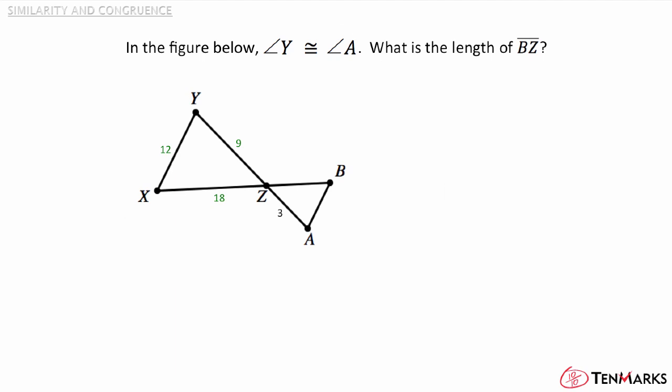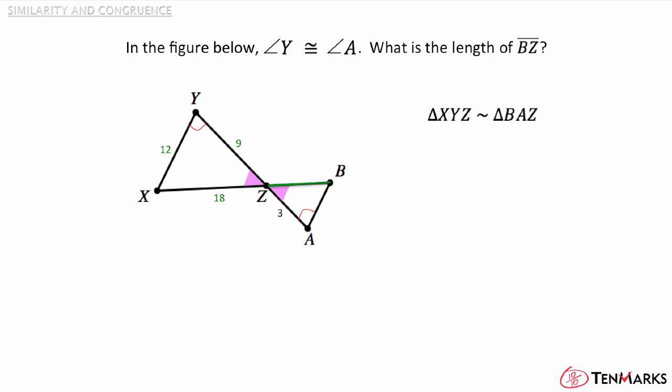In the figure below, angle Y is congruent to angle A. What is the length of BZ? The first step is to figure out if the triangles are similar. Are they? You know that one set of corresponding angles is congruent, but you need two in order to use the angle-angle theorem. But if you look closely, you will notice that the intersecting lines at angle Z form vertical angles, which means the angles are congruent. With two sets of corresponding angles congruent, you know that the triangles are similar by the angle-angle theorem.